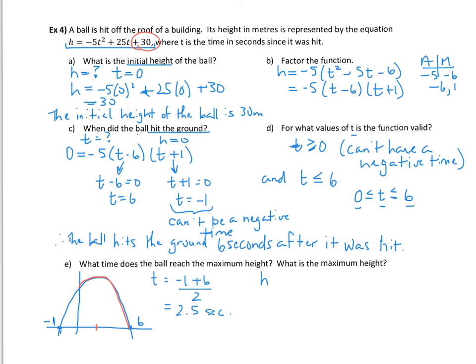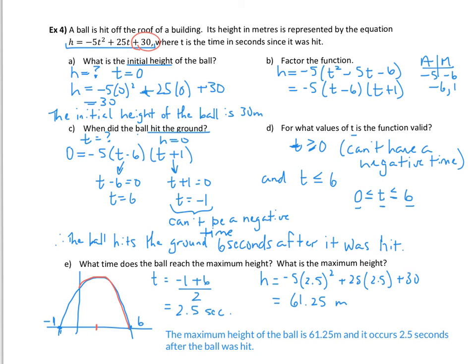And then to get the actual height, you just sub that into one of the forms of your equation. So you can either go back to the original format, -5t squared plus 25 times the t plus 30. Or you could sub it into your factored form that you figured out earlier. And when I put that all in my calculator, I got an answer of 61.25. So the maximum height of the ball is 61.25 meters, and it occurs 2.5 seconds after the ball was hit. So there we have it, a familiar application, but just pulling the ideas together from our previous sections.